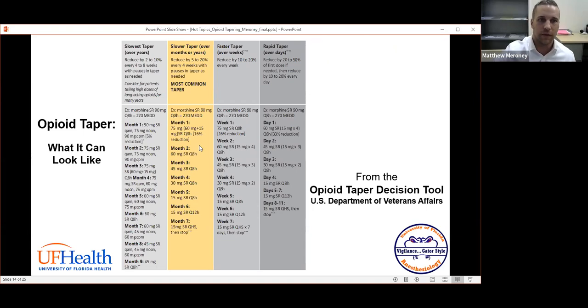On the left-hand side, you can see that it goes through month 1 to month 9. In this example, the patient is taking 90 milligrams of morphine 3 times a day, so 270 morphine equivalents. And over a 9-month period, they've really only dropped it down by half. That goes to show you how slow you may need to go in some of these patients.